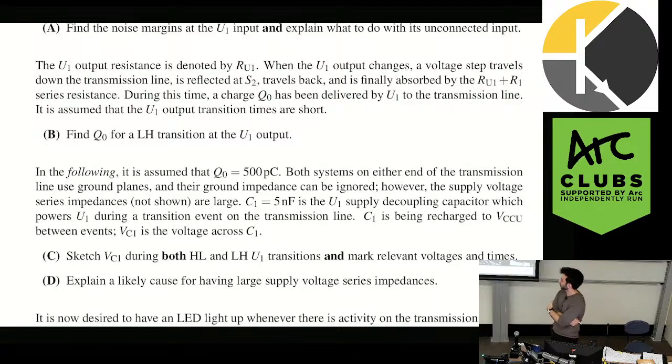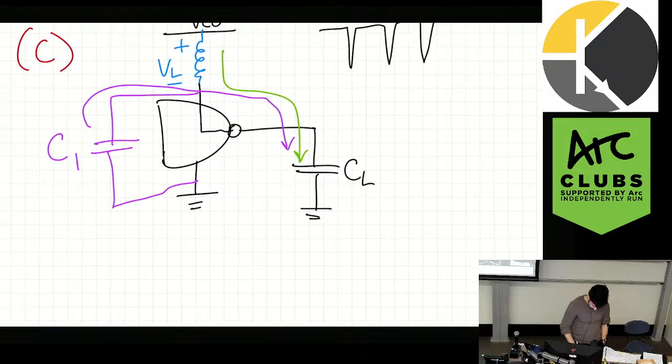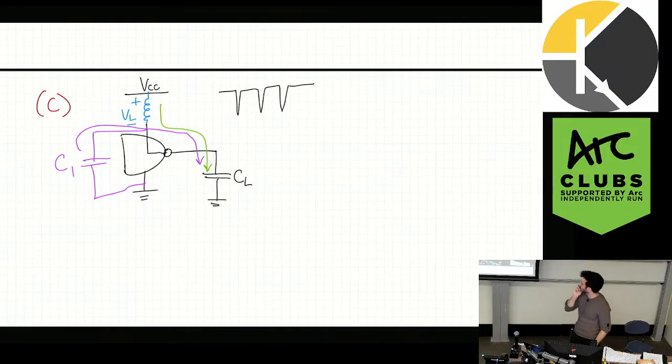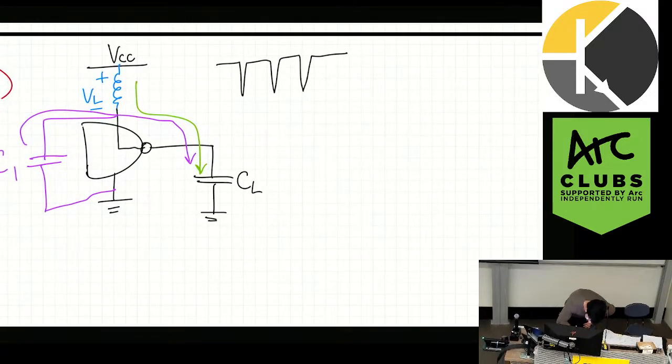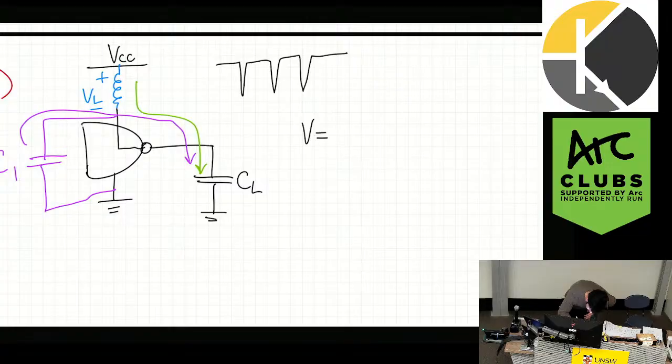Because it's just saying sketch what's happening at that capacitor C1 during both high to low and low to high transitions and mark relevant voltages and times. Okay, it does get a little tricky, but let's keep it simple. So we know there's a formula for voltage. What's the formula for voltage across a capacitor?